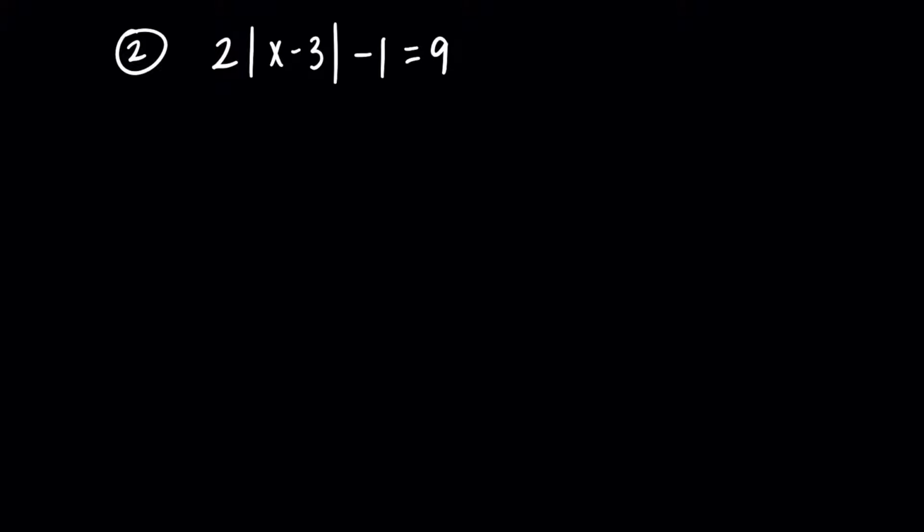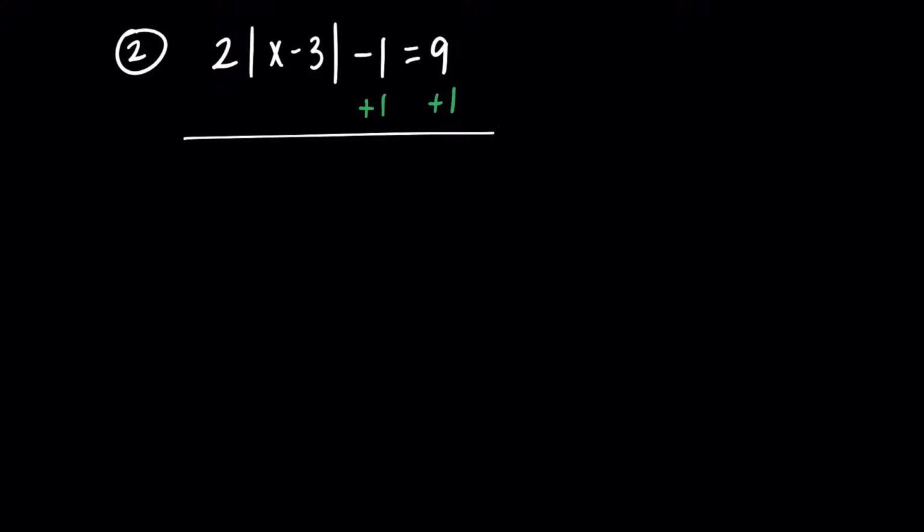A lot of people are tempted to say, oh, well, this whole thing must equal 9, or it must equal -9. And that wasn't the argument from before. The argument was if I had something in the absolute value bars and it was equal to just a number, then I could say that the stuff inside the absolute value bars was either equal to that number or the negative of that number. Okay, so let's get the absolute value by itself. So I'm going to add 1 to both sides.